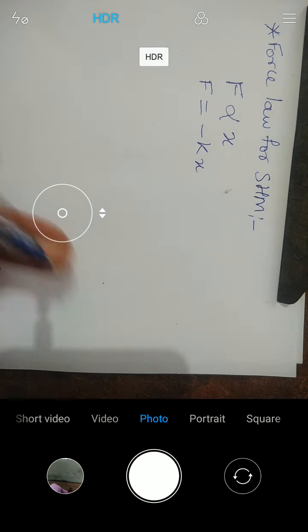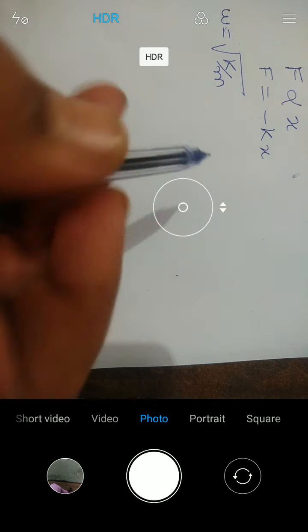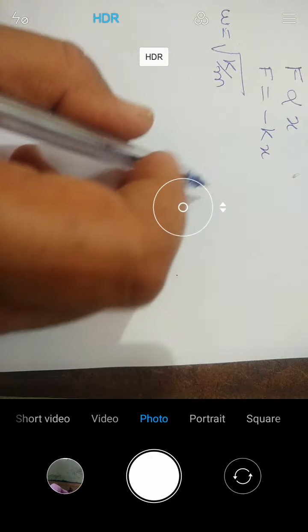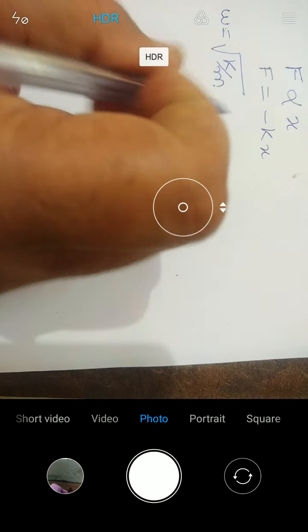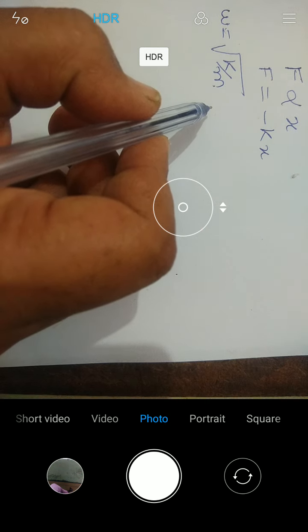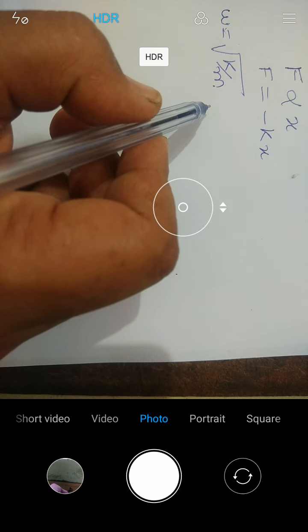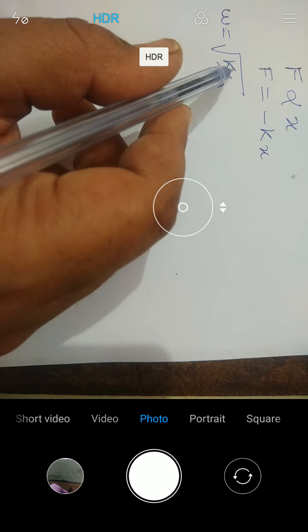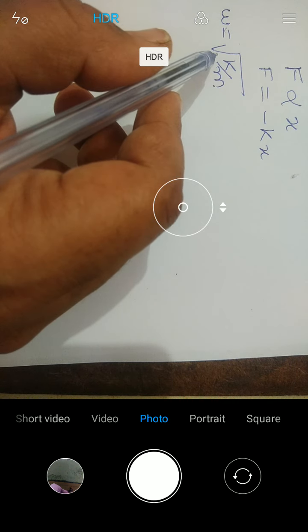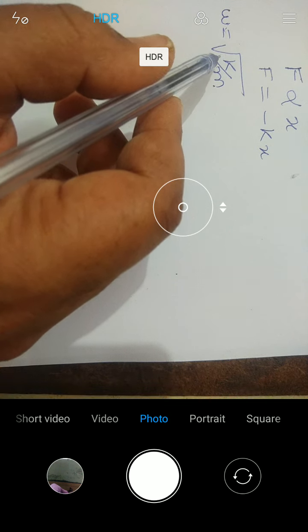Then we'll see that omega is equal to the square root of k by m in case of SHM. We'll discuss this relation. Suppose m is the mass of a particle executing SHM in a medium, k is the force constant, and omega is the angular velocity of the particle.